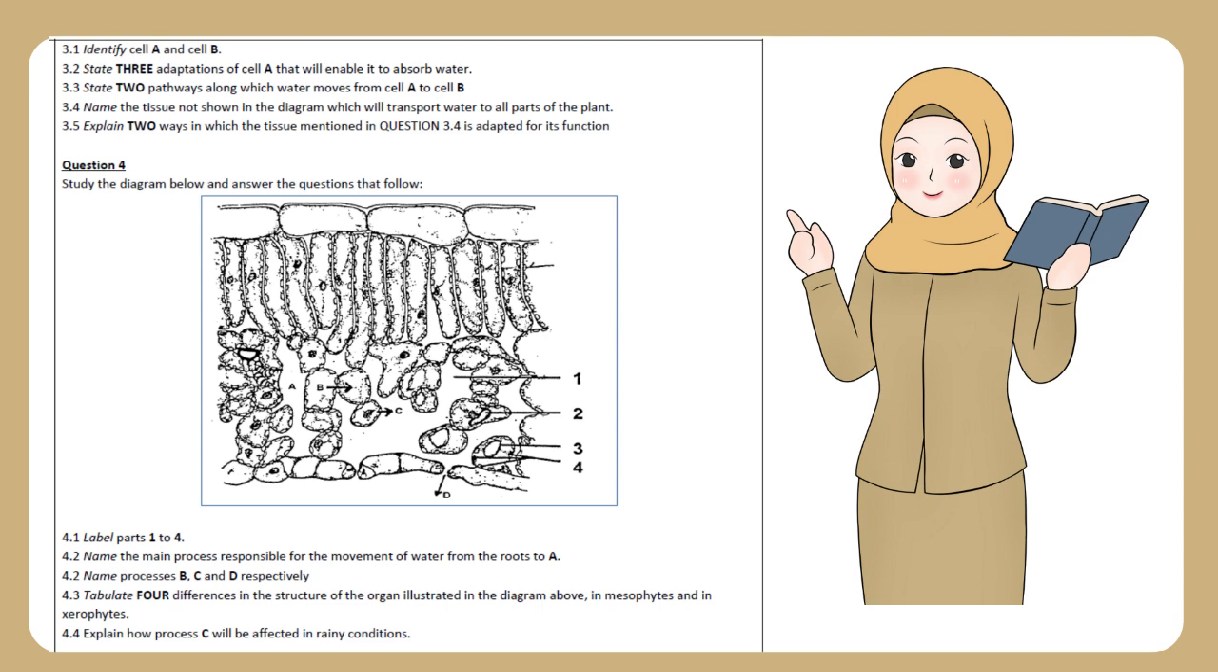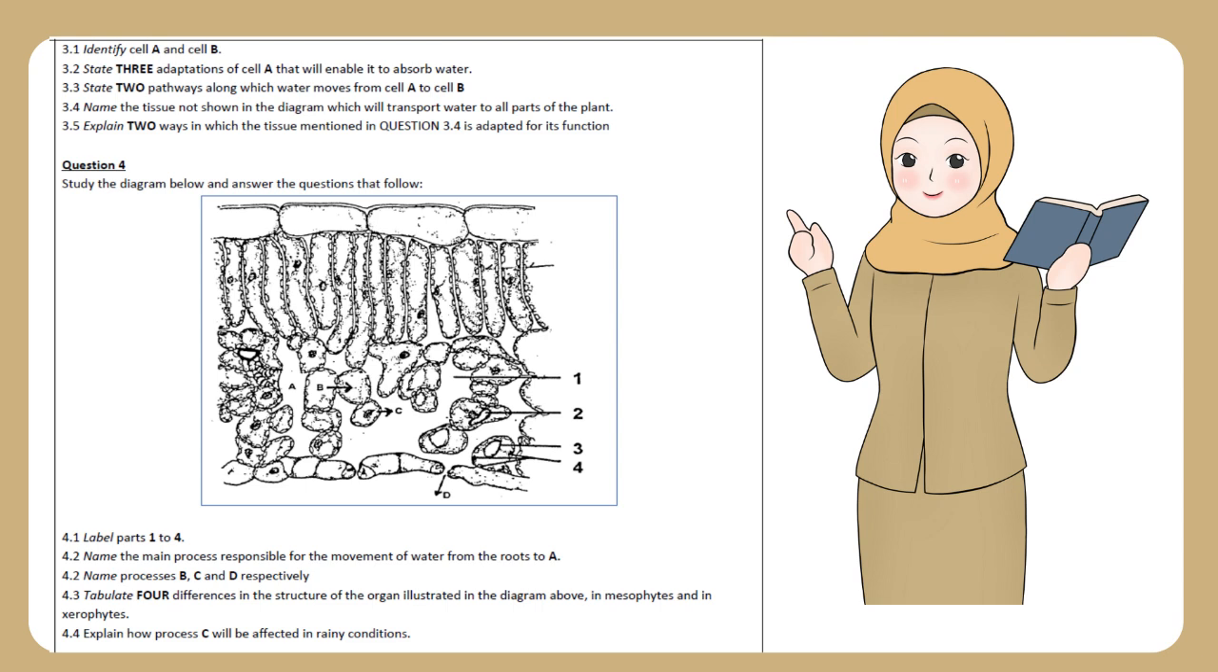3.2 State 3 adaptations of cell A that will enable it to absorb water. 3.3 State 2 pathways along which water moves from cell A to cell B. 3.4 Name the tissue not shown in the diagram which will transport water to all parts of the plant. 3.5 Explain two ways in which the tissue mentioned in question 3.4 is adapted for its function.